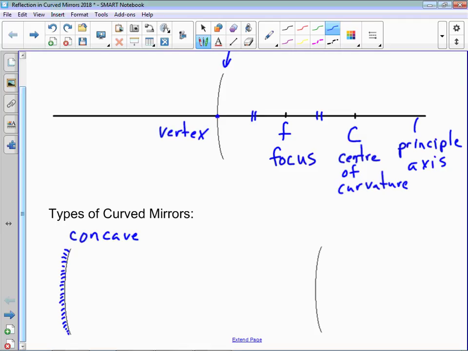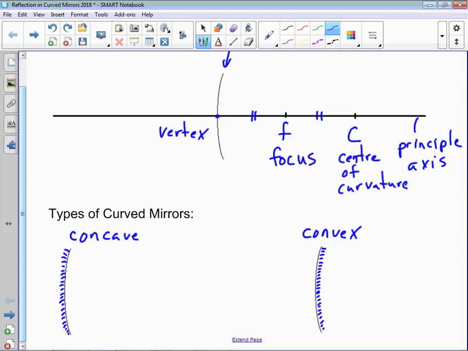And the other aspect of that, if the outside of the circle is the reflective part, then we call that a convex mirror. Sometimes you could have, as I was mentioning with the spoon, both convex and concave, and so how do you know which one to treat it as? You look at where the object is.